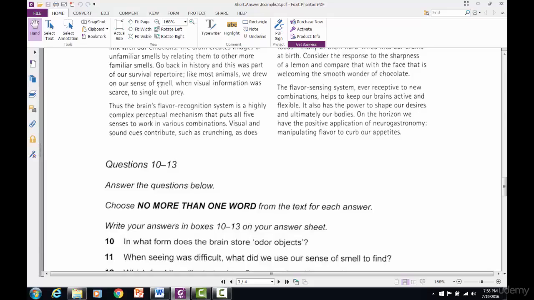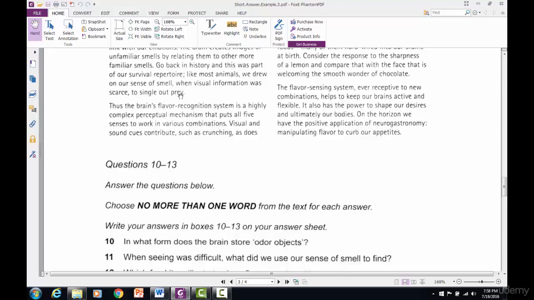We drew on our sense of smell when visual information was scarce. That means seeing was difficult. And we looked for prey, right? We use our sense of smell to find prey. Prey. It says no more than one word, right? So I can't write single out prey. My answer has to be prey.